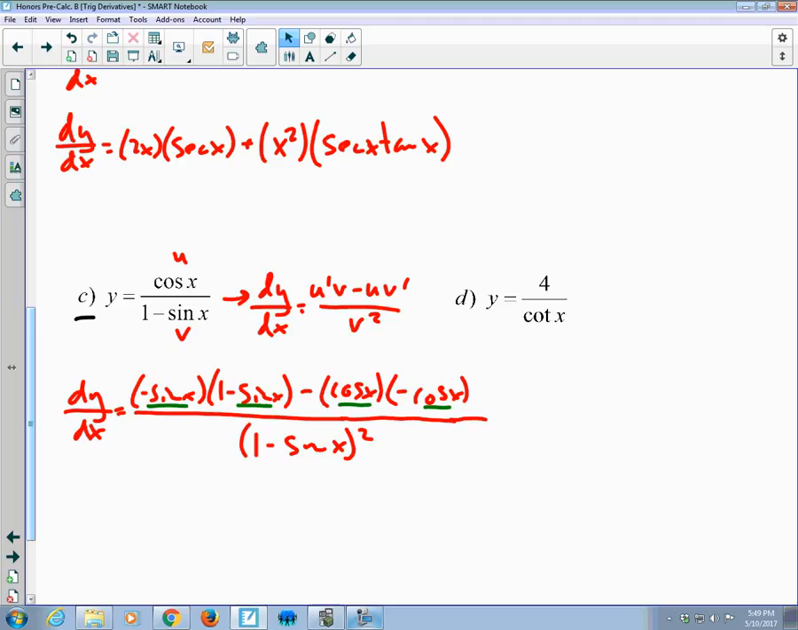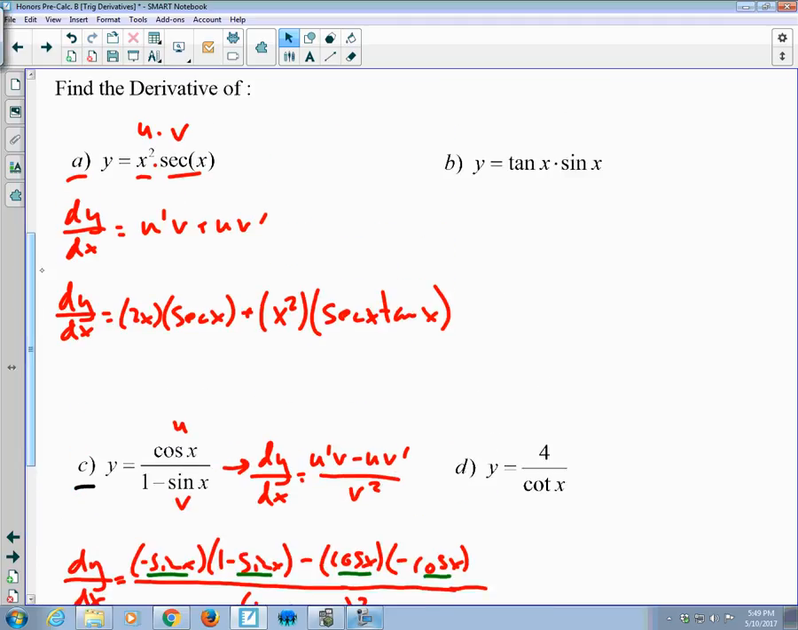So we're going to leave that for now, and we're going to have you try B and D. With B, we've got the product of tan x and sine x, so you're going to want to use the product rule there, where u is going to be tan x and v is going to be sine x. And with D, we've got 4 over cotan.